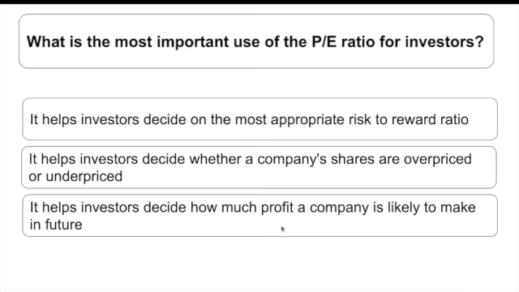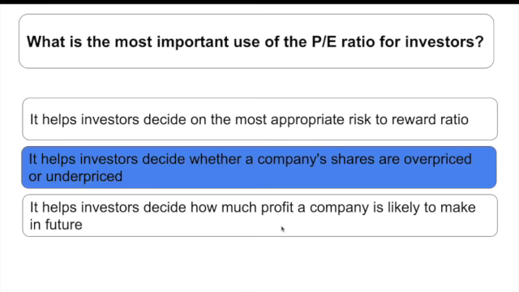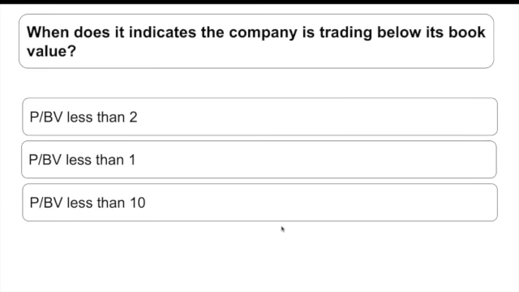Next, what is the most important use of PE ratio for investors? A. It helps the investors decide on the most appropriate risk to reward ratio. B. It helps the investors decide whether a company's shares are overpriced or underpriced. C. It helps the investor decide how much profit a company is likely to make in future. So the correct answer is it helps to decide whether the company's shares are overpriced or underpriced.